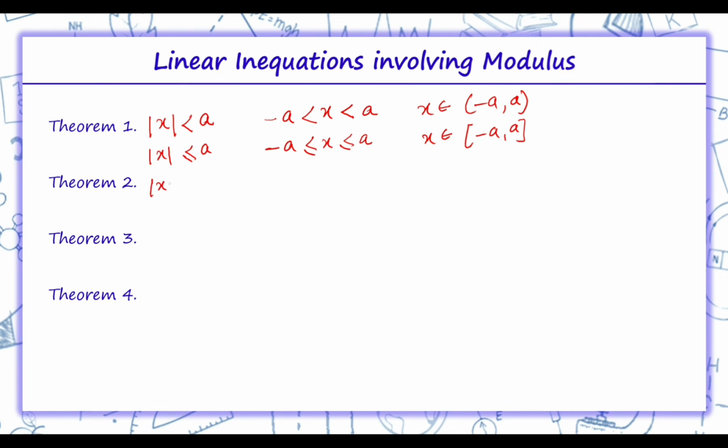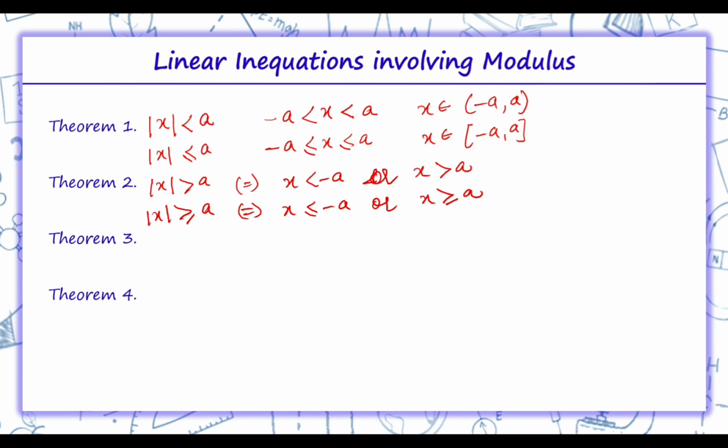Similarly, if we have mod of x > a, this implies that x < −a or x > a. When x is smaller than −a, it goes from minus infinity to −a, and when x is greater than a, it goes from a to infinity. Similarly, when mod of x ≥ a, this can be written as x ≤ −a or x ≥ a.